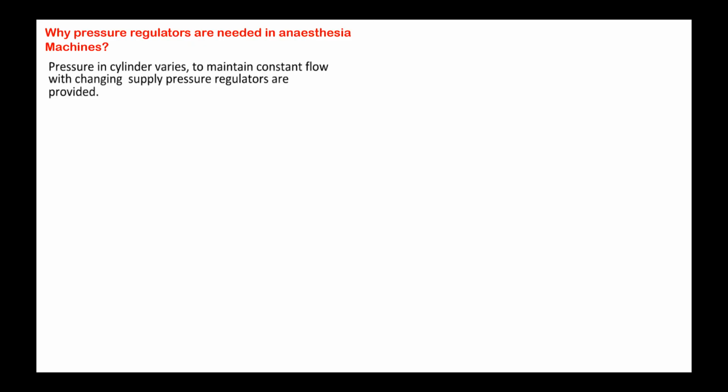Why are pressure regulators needed in anesthesia machines? To prevent barotrauma. Barotrauma, yes, because the high pressure segment is delivering gases at a high pressure. Even the intermediate pressure is very high for our lungs to tolerate. So we have to reduce that.